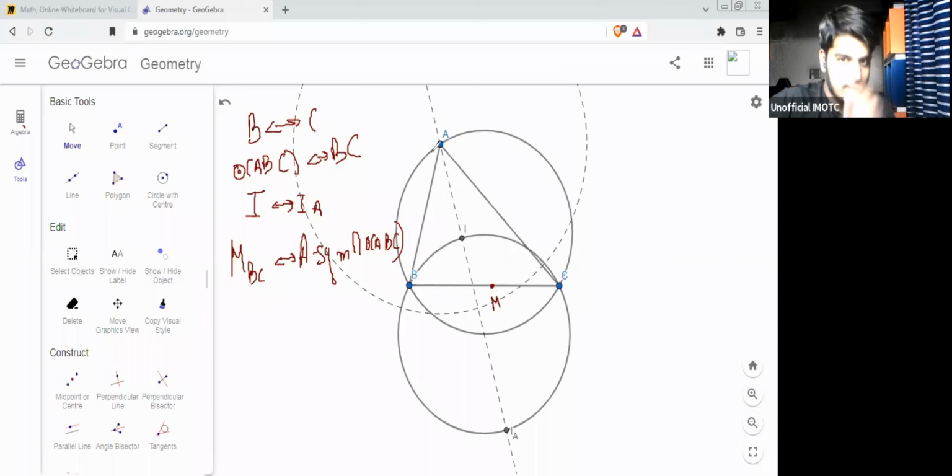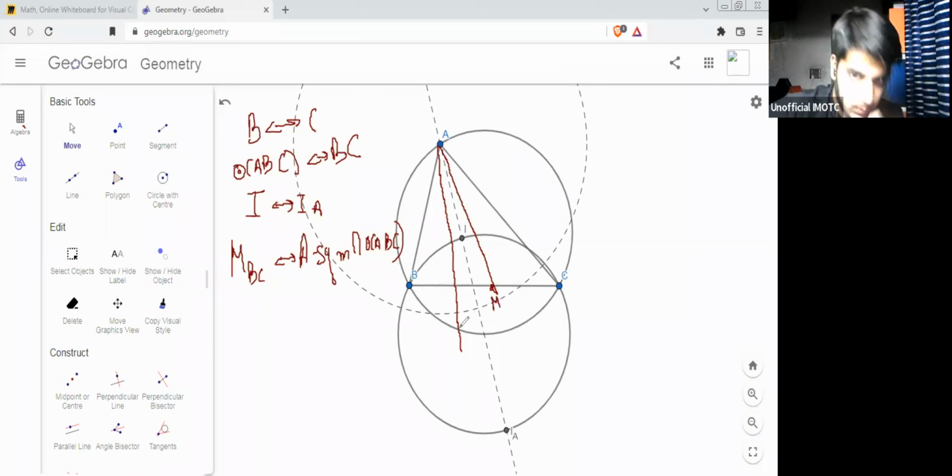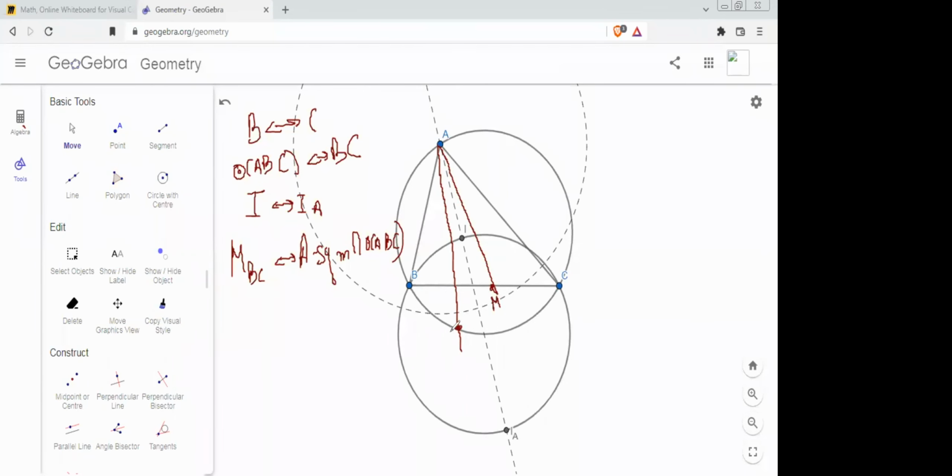If this is the midpoint of BC, then note that AM will go to the C median line, because it goes to its isogonal line, right? And BC goes to circle ABC. So M lies on BC, so it will go to the intersection.